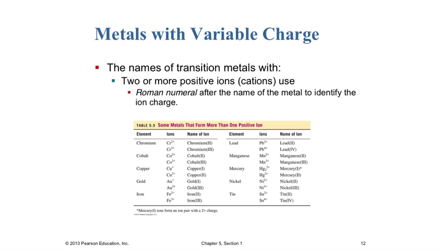With variable charges, we have to name them a little differently. Variable charges use Roman numerals. The Roman numerals are named after the metal and identify the ion charge. For example, cobalt has a variable charge of 2 plus and 3 plus. So if we want to represent cobalt 2 plus, we say cobalt Roman numeral 2, and cobalt 3 plus is cobalt Roman numeral 3.